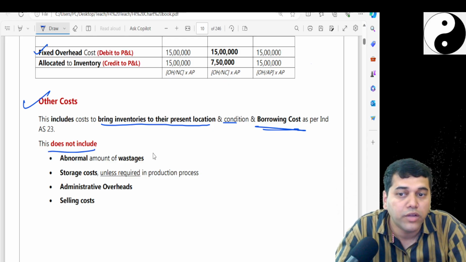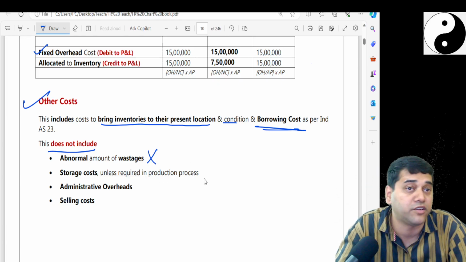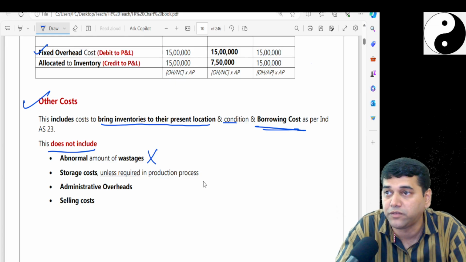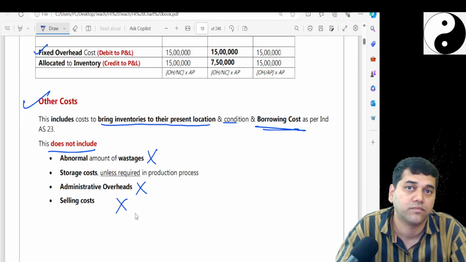This does not include abnormal wastages, don't include them in your allocation. Storage cost, unless it is required by the production process, like specific inventory, like that mango case. Administrative overheads and selling cost.